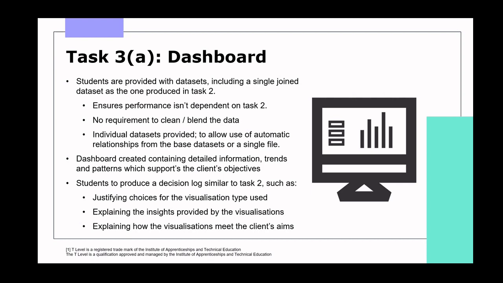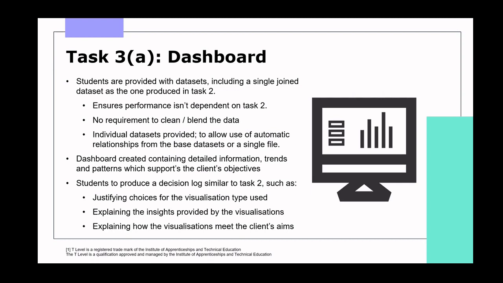Now, in this first part of the task, students will be provided with a clean, single joined dataset, just like that produced in Task 2. And this is to ensure no student is disadvantaged or dependent on their performance in Task 2. Individual clean datasets are provided as well, but students are not being asked to clean, blend, or join the data. But they can use each dataset how they wish to help build the dashboard. So some may decide to use automatic relationships from the base datasets to make a dashboard, as opposed to a single file.